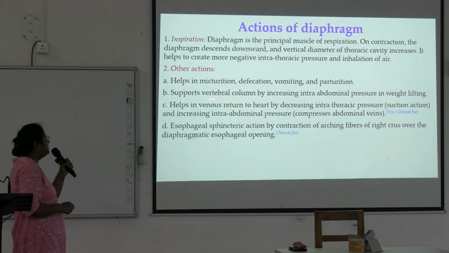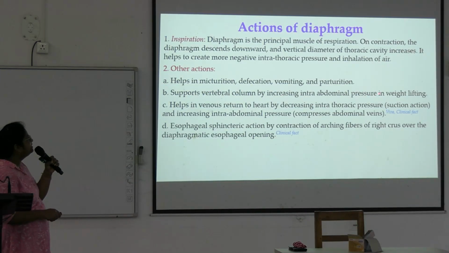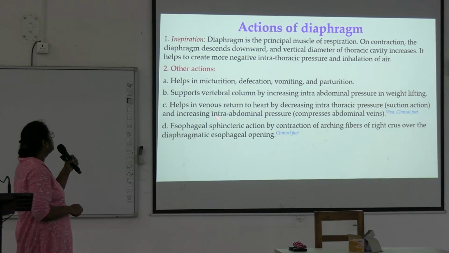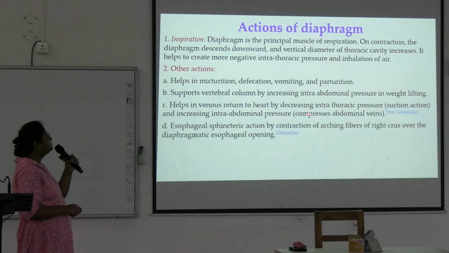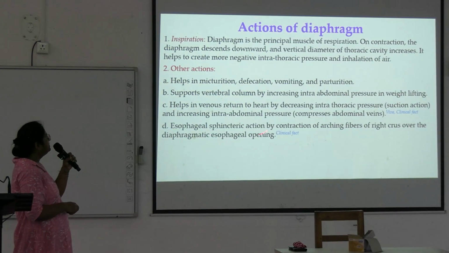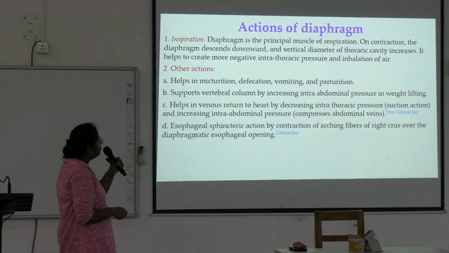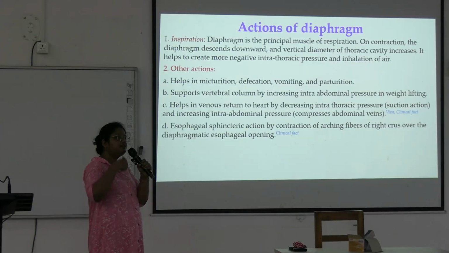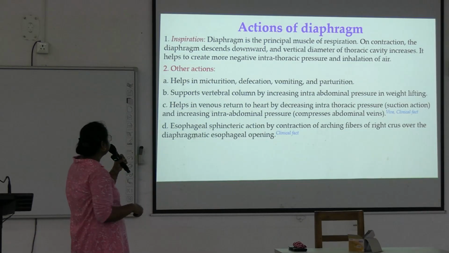And it supports the vertebral column by increasing the intra-abdominal pressure during weightlifting. And it helps in venous return to the heart by decreasing the intrathoracic pressure, and it will lead to a suction action, sucking the blood into the heart, and increasing the intra-abdominal pressure compresses the abdominal veins. Okay, compresses the abdominal veins and decreases the intrathoracic pressure, so helps in venous drainage into the heart.